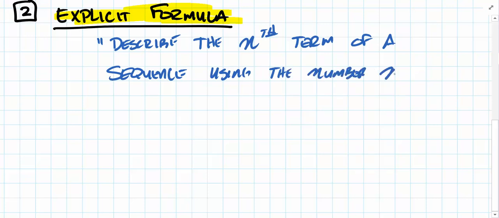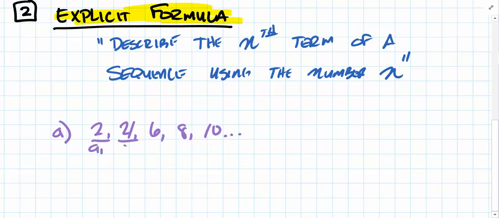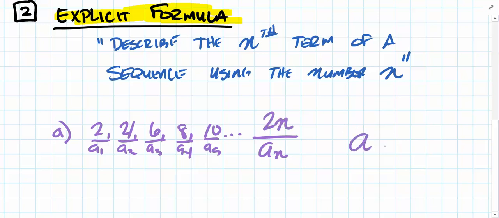Okay? Using the number n. We just did this. We just found an explicit formula for that sequence that we did up above, and I'll point it out to you right now. As an example for part A, we looked at this sequence, 2, 4, 6, 8, 10, and so on. We said that a sub 1 is the first term, a sub 2, 4, was the second term, a sub 3 was a 6, a sub 4 was an 8, a sub 5 was a 10. So we tried to figure out what's a sub n. A sub n was just 2n. So the way that we would say this, a sub n is equal to 2n.